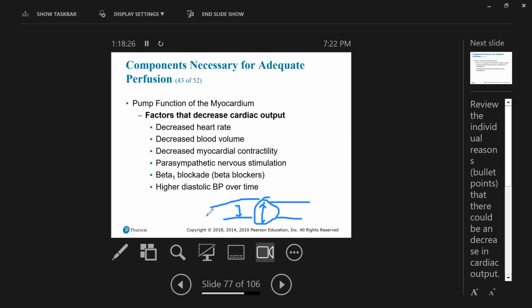Basically, it's telling you that the higher the diastolic, the harder it is for the heart to contract.